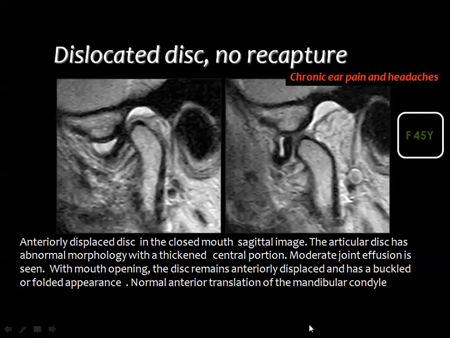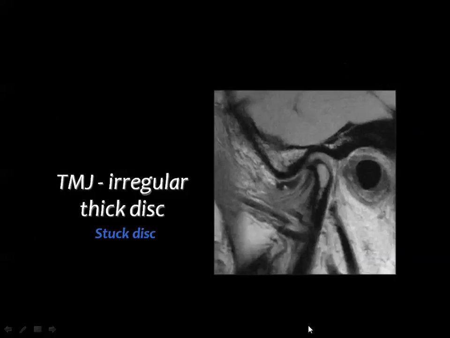And you see here, this is an anteriorly displaced disc. As you can see here, there is a good amount of joint effusion, and after opening the mouth, the disc is crumbled and bended, as you can see here, with no recapture or no reduction to its normal position.